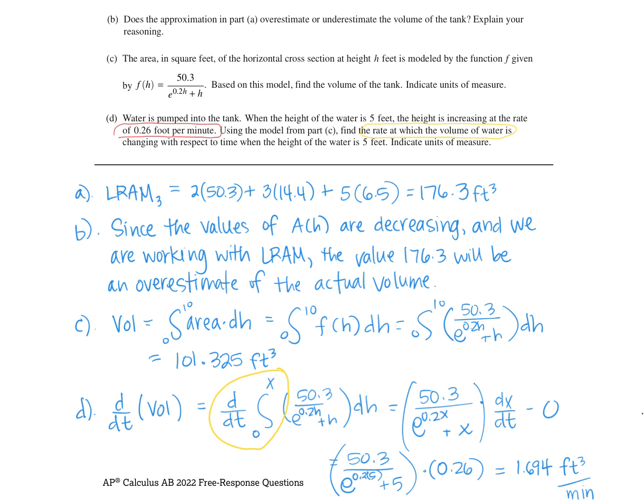I might be really dumb right here, but when you're plugging in the 0, isn't e to the 0.2x 1? So wouldn't it be 50.3 over 1? Yes, but then times the derivative of 0 is 0, so that will wipe it all out. Good question, though.